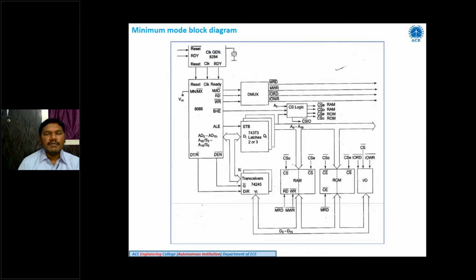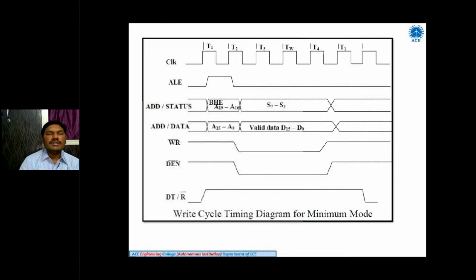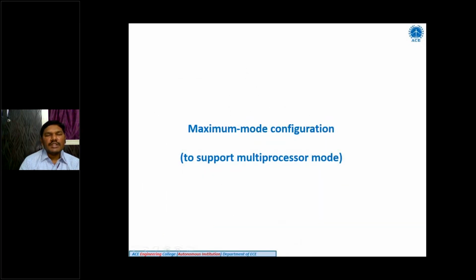So this is the minimum mode diagram once again, and I have also taken some points, the following steps on how to read and write the data. These will also help you. And this is the write timing diagram, and this is the maximum mode configuration to support multiprocessor mode.